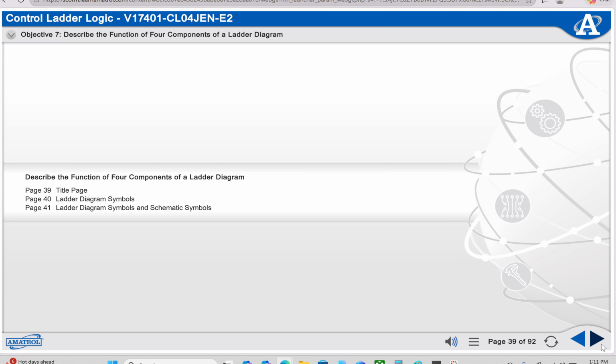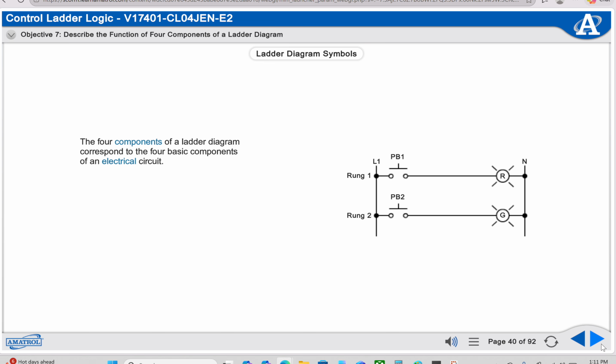Describe the function of four components. The four components of a ladder diagram correspond to the four basic components of an electrical circuit: the power supply, the input devices, the output devices, and the conductors.